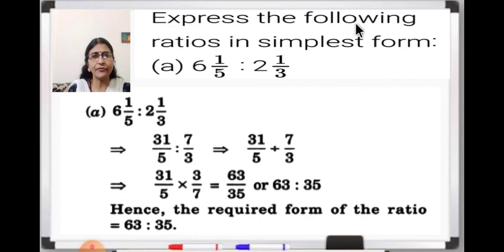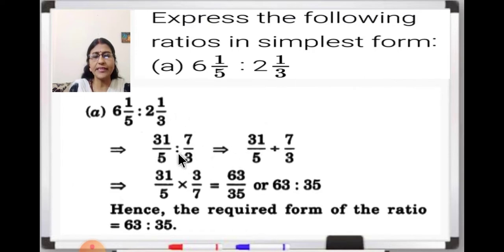Now here, express the following ratio in simplest form. This is question 6: 1 upon 5 is to 2 1 upon 3. First you will see this is in mixed fraction form, so we'll convert it into improper fraction first. This is the way I have already taught you, so I am not explaining again. You will get 31 upon 5 is to, now 3 times 2 is 6 plus 1, 7 upon 3.